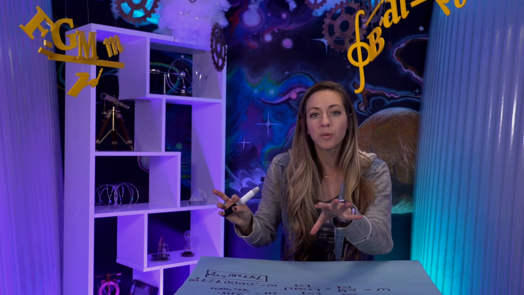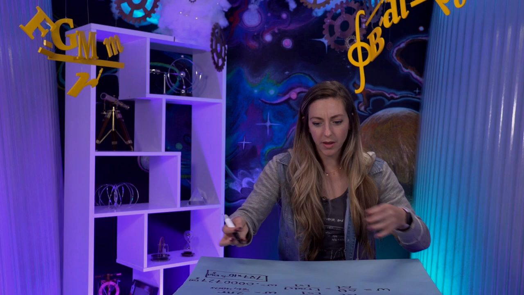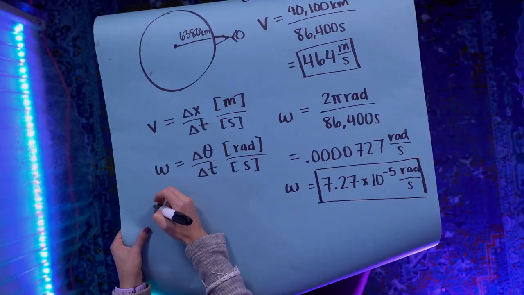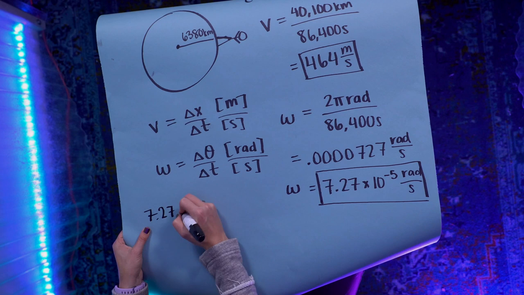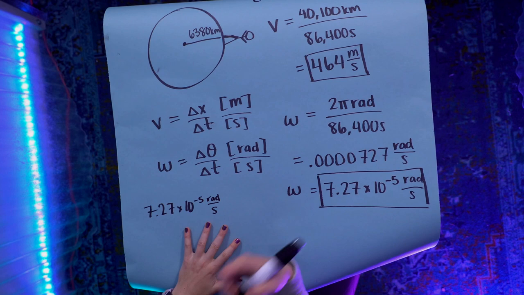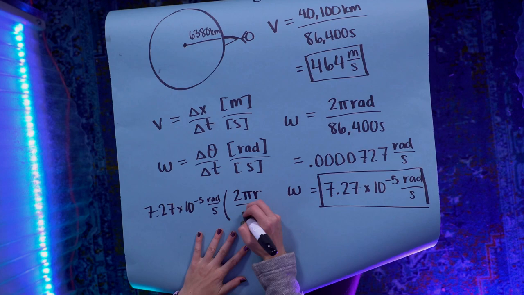But it makes a little more sense if you relate this angular velocity to our linear velocity. So let's do that with a little unit conversion. We have our angular velocity, 7.27 times 10 to the minus 5 radians per second. And I'm gonna do a unit conversion here. So we traveled one circumference, 2 pi r, every revolution around, which in radians is 2 pi radians. My 2 pi's cancel, my radians cancel.